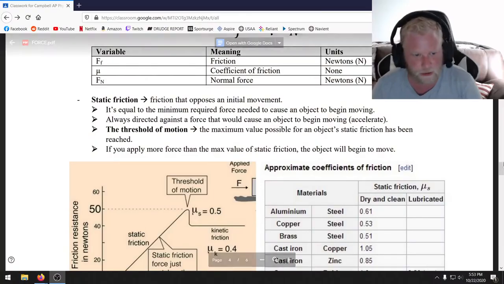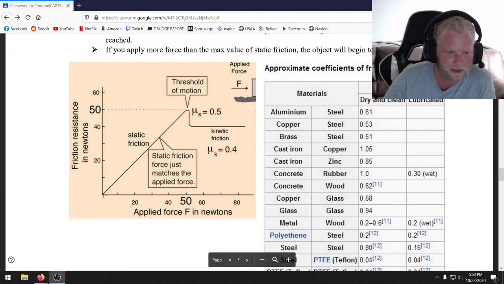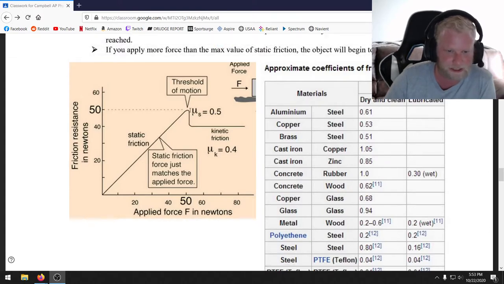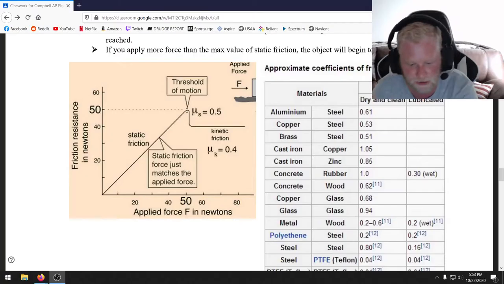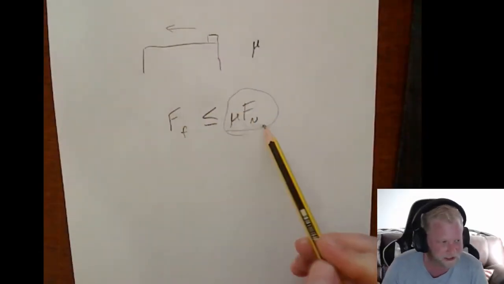So if we were to look at this in terms of a graph, this is the static friction force between the floor and the table. This is the force that you're applying. As you continue to increase the force that you're applying, the static friction force is going to match you up until you reach that maximum value. That maximum value is the coefficient times the normal force.